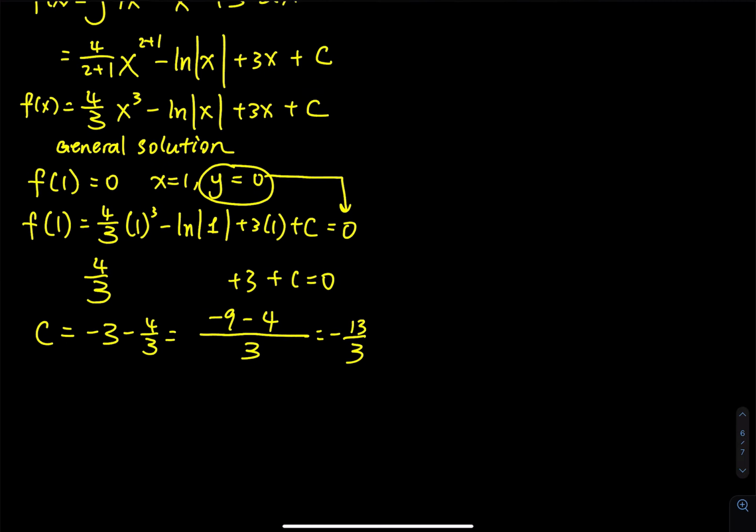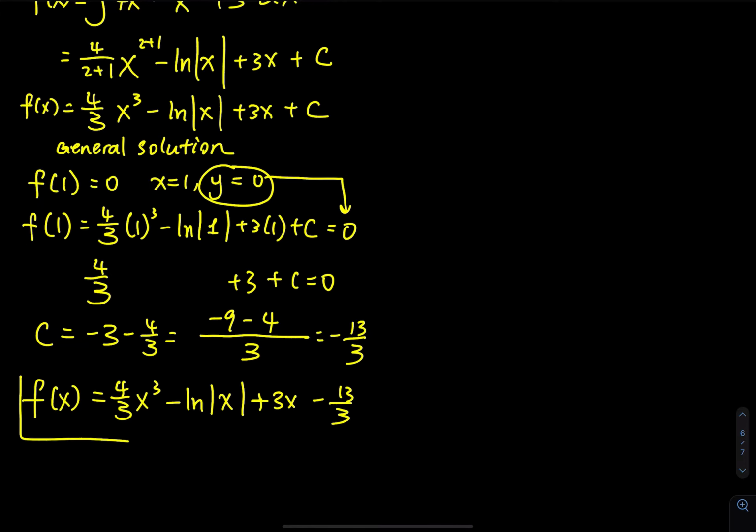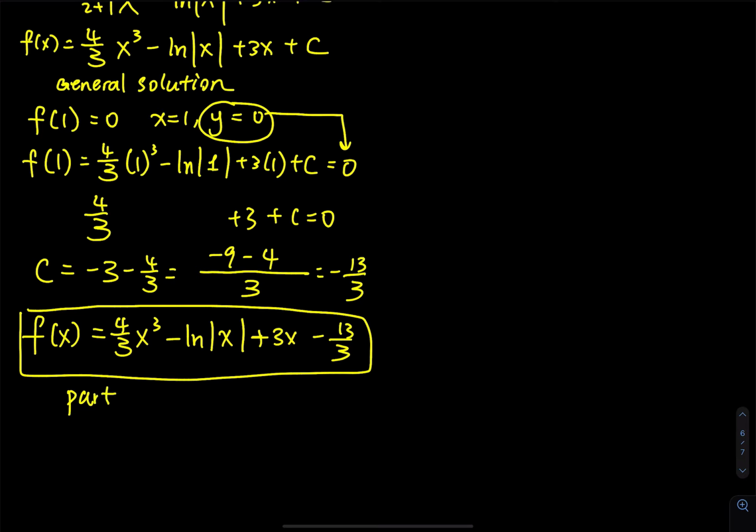And then your particular solution is f of x equals 4 over 3 x to the third minus ln absolute value of x plus 3x, and then minus 13 over 3. And then this is called a particular solution. Let's write this down. Particular solution.